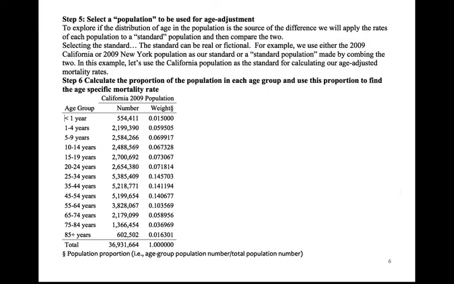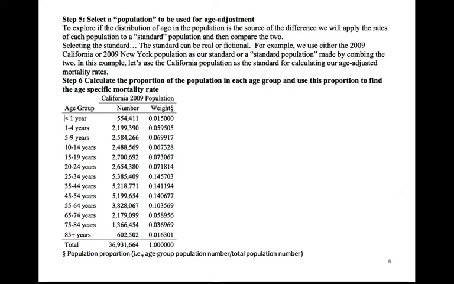Next, we need to use a standard population, or the same population, which we will use to calculate the age-adjusted rate for both of the places that we're interested in comparing. By picking a standard or the same population and using that for both places, we in fact get rid of, or adjust for, differences in the age distribution in the different places.